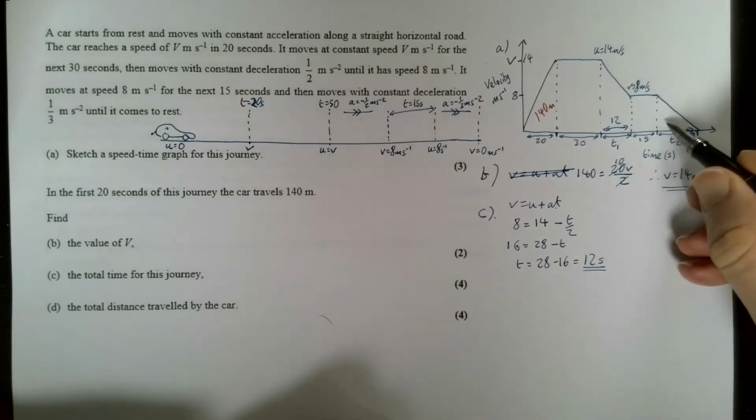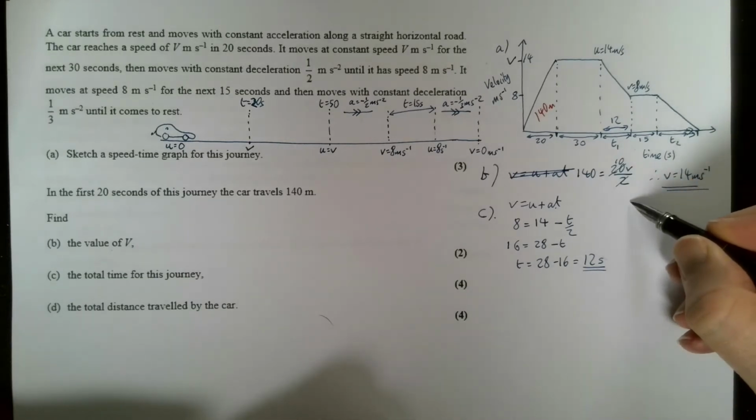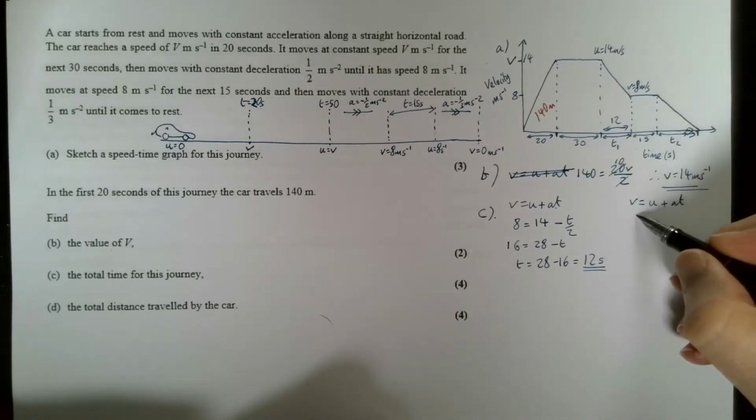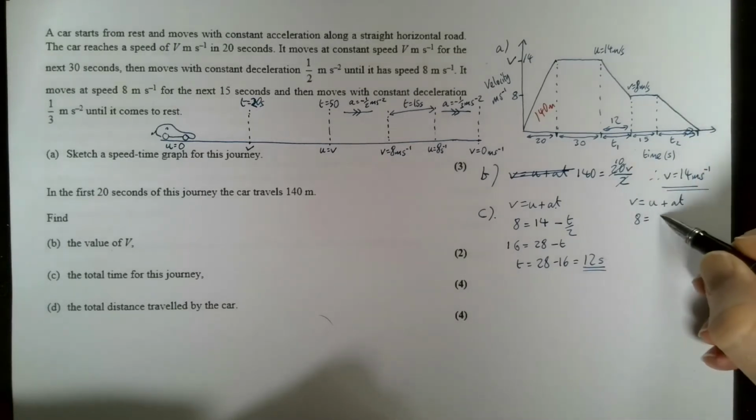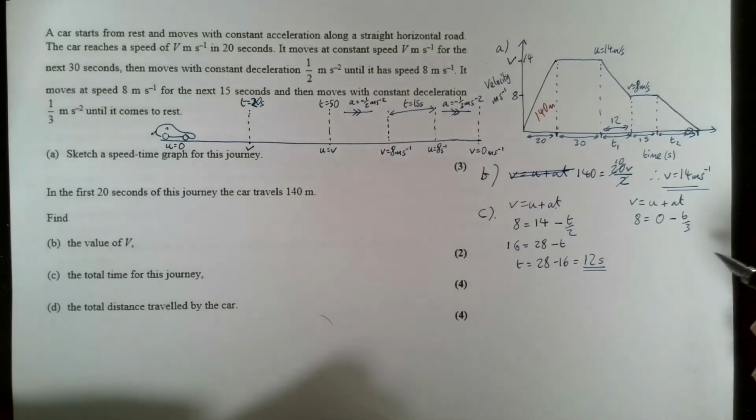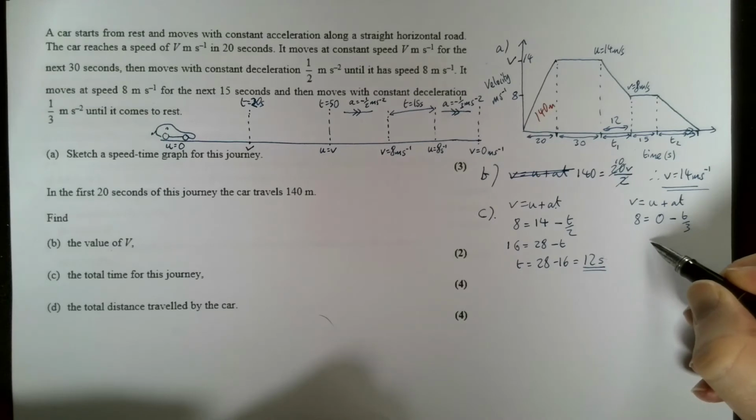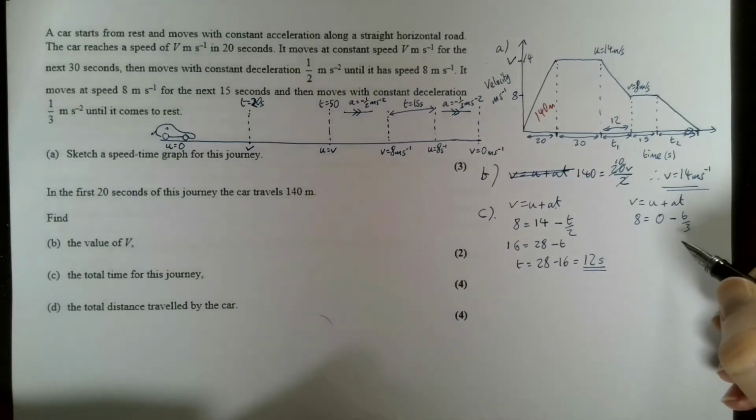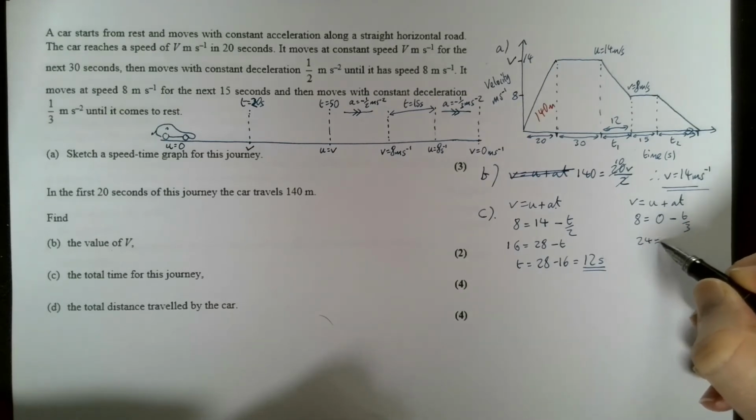And then for this one, v equals u plus at again. This time my initial velocity is 8, my final velocity is 0, and I've got minus t over 3. So if I multiply by 3, I get 24.